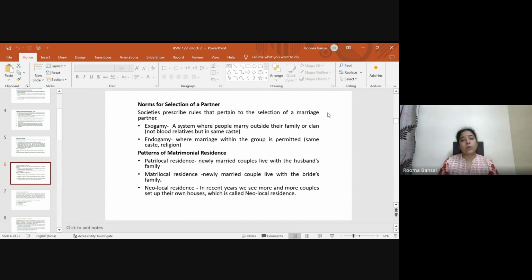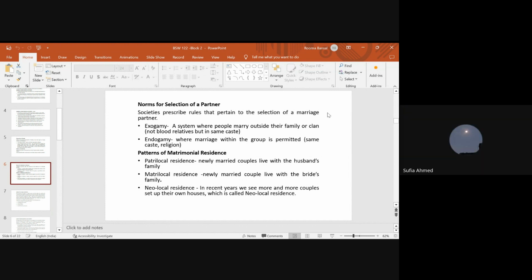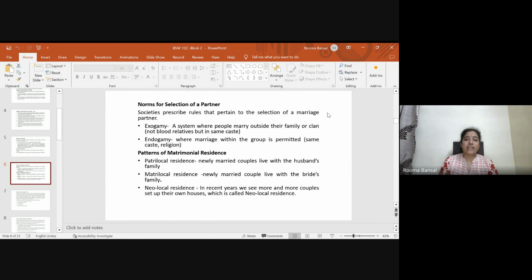Ma'am, then what is exogamy? Exogamy is they are not blood relatives. Here we can take the example of the Hindu community, as I told you, where cousin marriage is not allowed. They have to marry a person who is not exactly outside the first relatives, not blood relatives; they belong to the same caste, the same community, but they are not from the same family group or same clan. Okay, got it, ma'am.